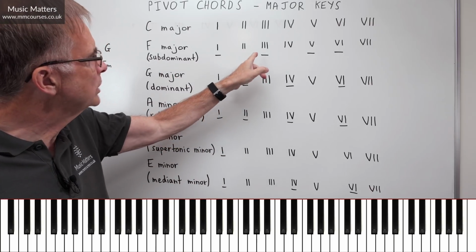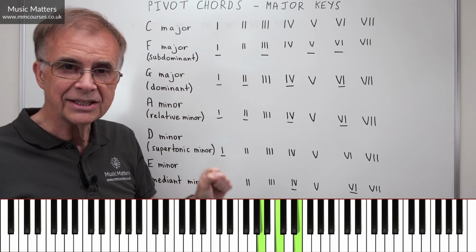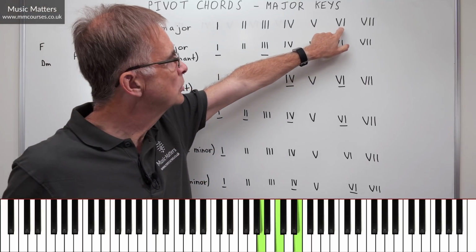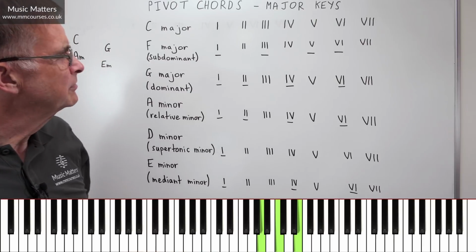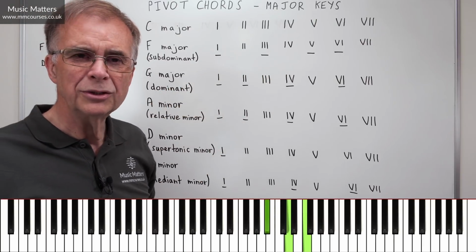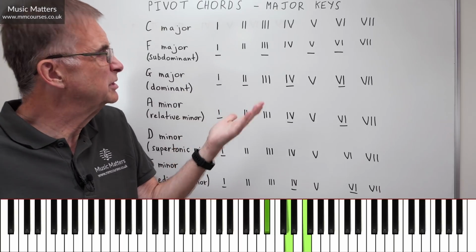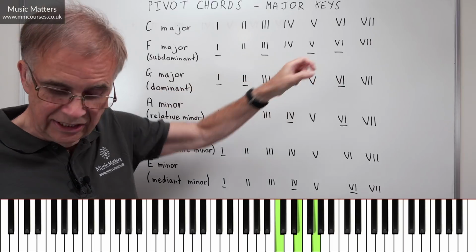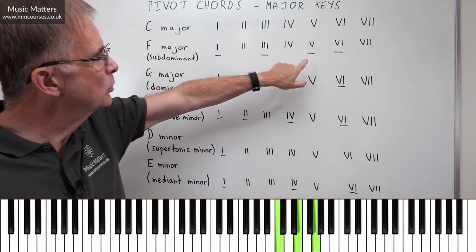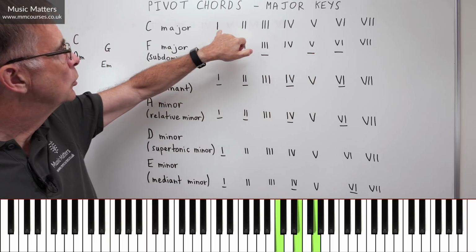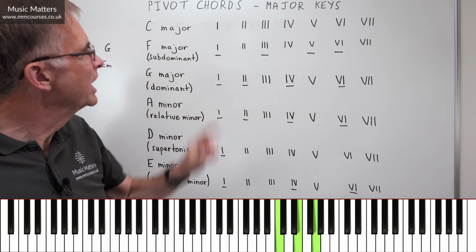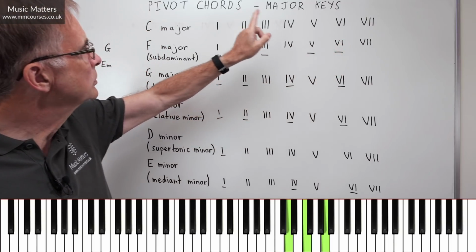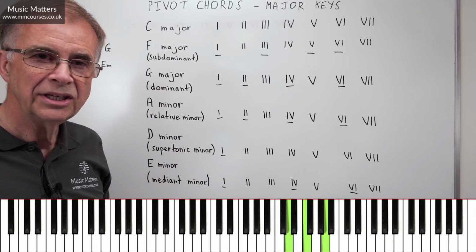Well, what about chord 3? Well, chord 3 in F major is A, C, E. Well, that's a handy one, isn't it? Because it's also chord 6 in C major. Chord 4, well, that's no good to me because it's B flat, D, F. So no B flat in C major, no good. Chord 5 in F major is C, E, G. That's a good pivot chord, isn't it? Because that's also chord 1 in C major.